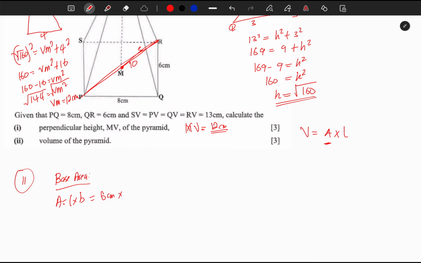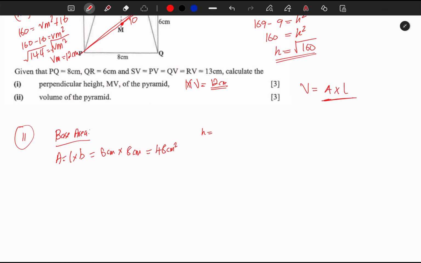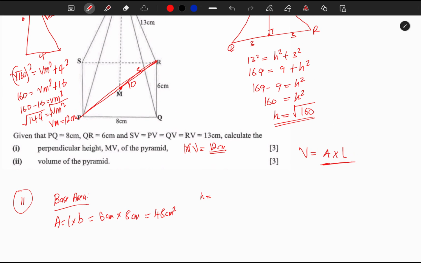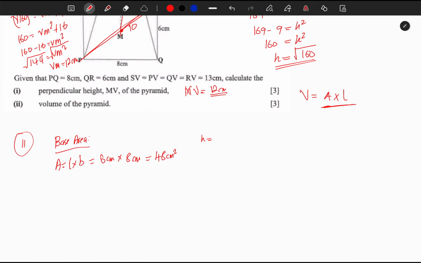is equal to 6 centimeters multiplied by 8 centimeters. This will give us 48 square centimeters. Now that we know the base area, which one is our height? Our height is the same one that we found, the 12, because it is this height that we need. So the height is 12.